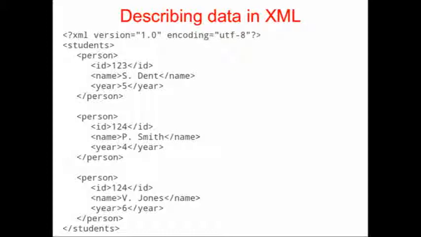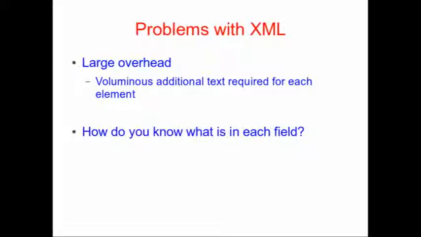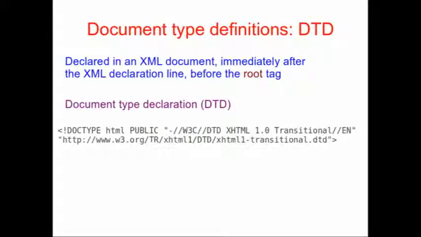The other problem with XML is that there's no definition of what must be in each field, or whether each field is required, is optional, or what kind of data type it contains. So the document type definition was introduced to overcome the limitation of the contents of the file. A document type definition describes what must be in an XML file.